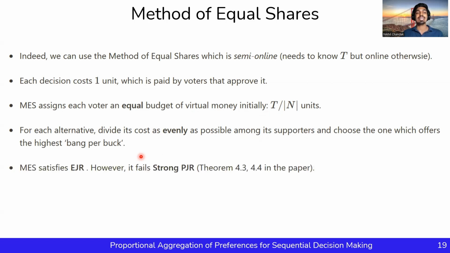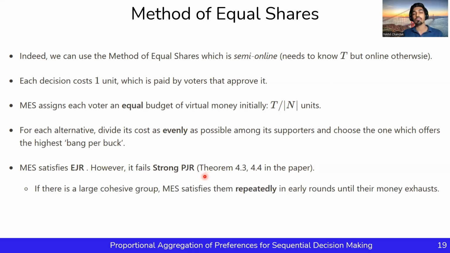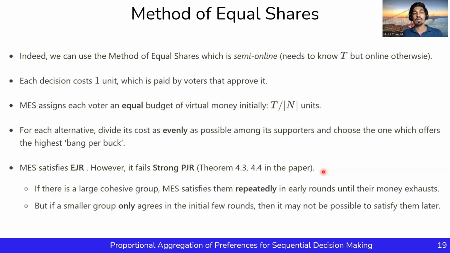We show that MES satisfies EGR, but it fails strong PGR. The reason for that is, suppose there is a large cohesive group, then MES satisfies them repeatedly in early rounds until their money exhausts and then moves on to the other groups. Then if there's another smaller group which only agrees in the initial few rounds and disagrees later totally, then it might be too late by the time MES reaches them.